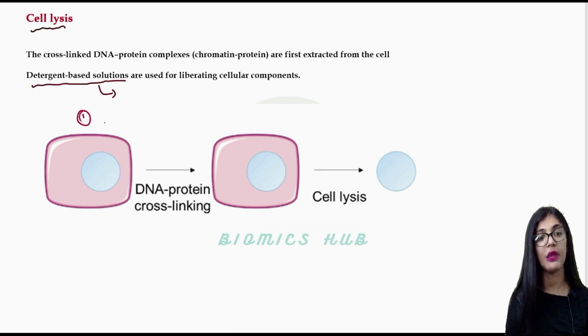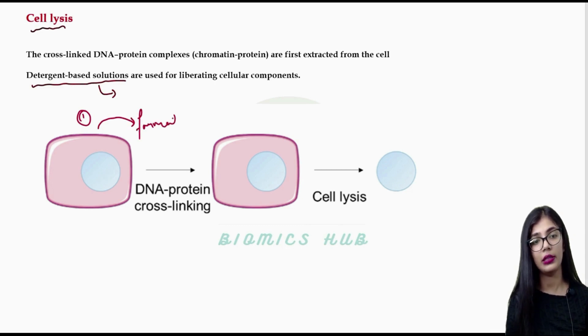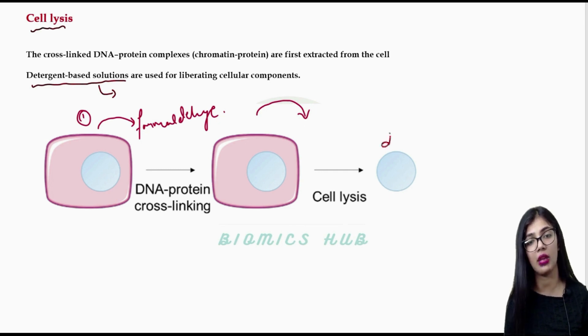This is the first step in which we are doing the cross-linking. That means we are using formaldehyde for strong interaction between the DNA and the protein. The next step is cell lysis. That means we are taking out the DNA from the nucleus.